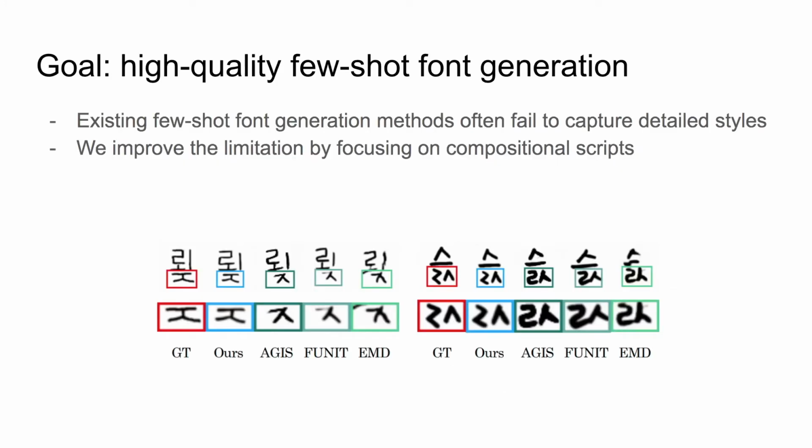Here, we aim to generate a high-quality font library with only a few style samples. There exist some prior works for the few-shot font generation task, but they often fail to capture detailed styles, as shown in this figure. In this work, we solve the problem by exploring the characteristics of scripts' compositionality.